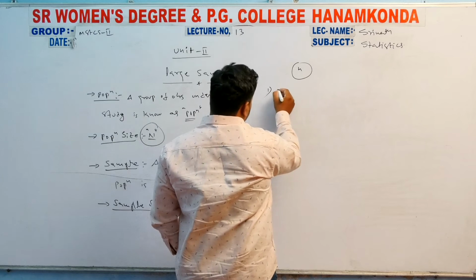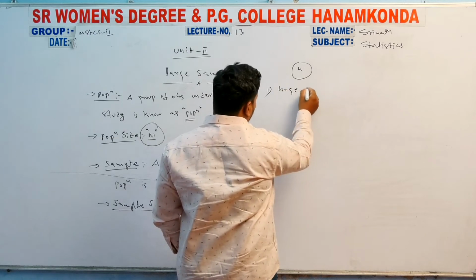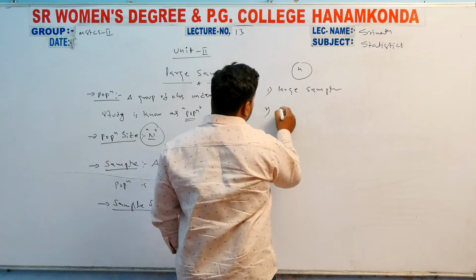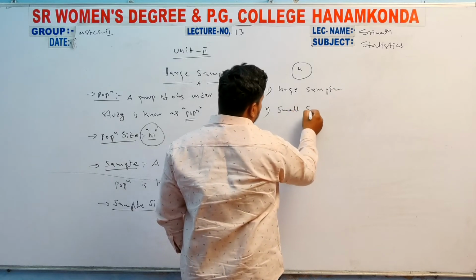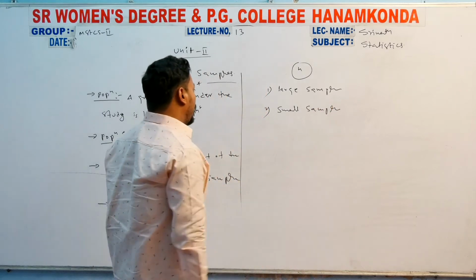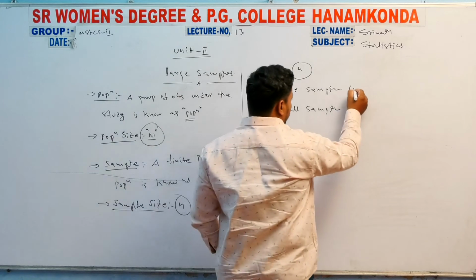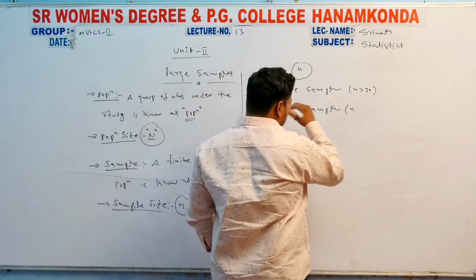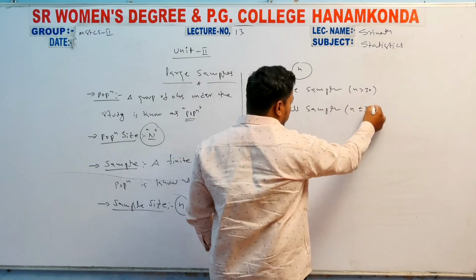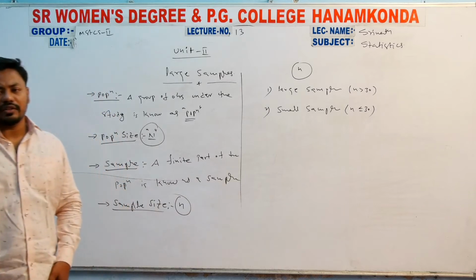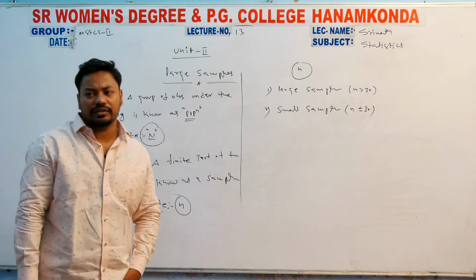One is the large sample. Second one is the small sample. Large sample is n greater than 30. Small sample is small n less than or equal to 30 observations. This is the condition for the large and small samples.